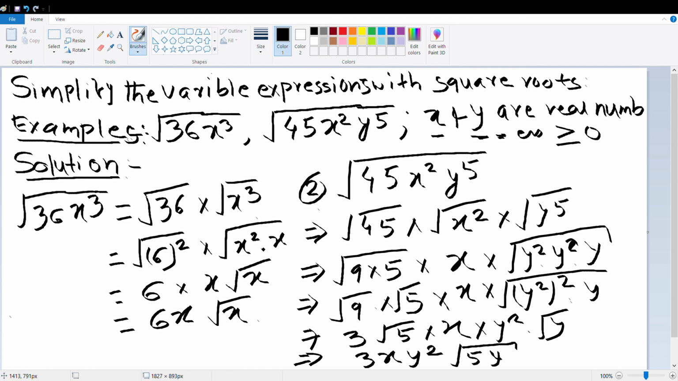We can multiply the square root of 5 times the square root of y, which is the square root of 5 times y, and this is our final answer.